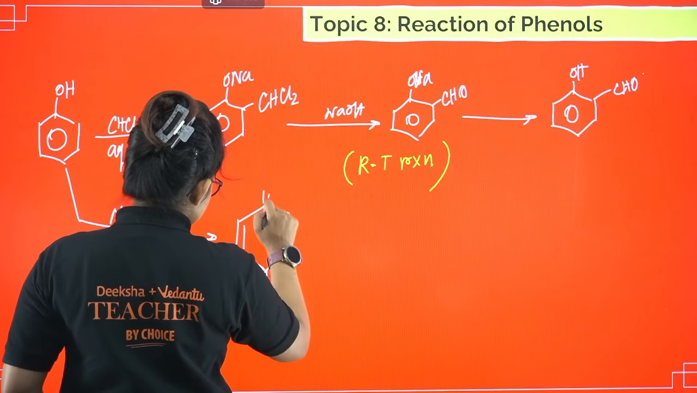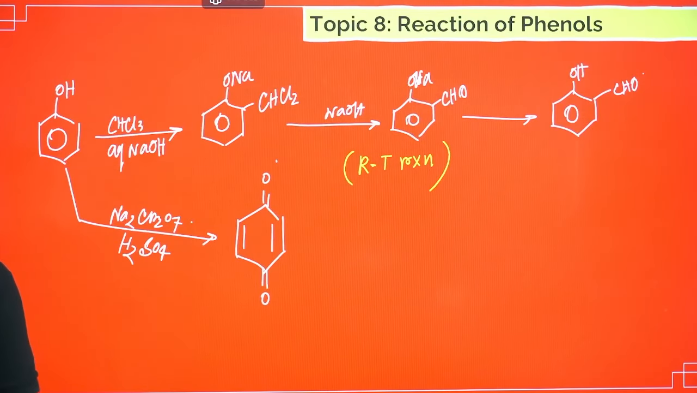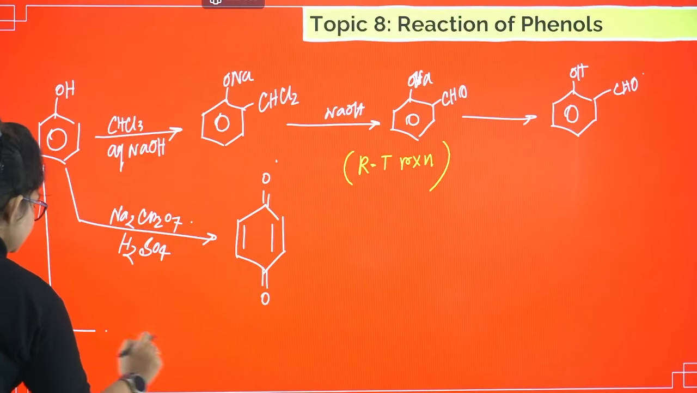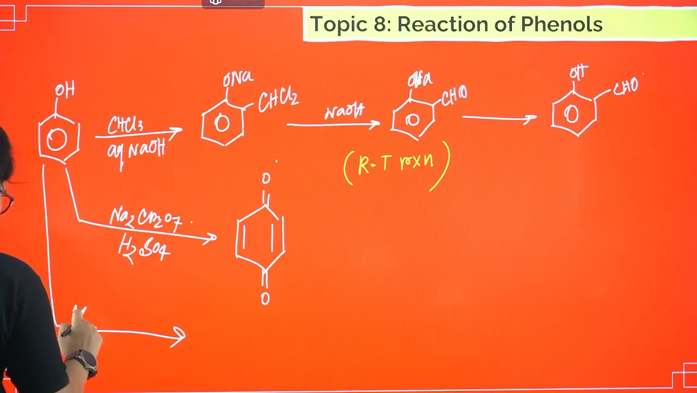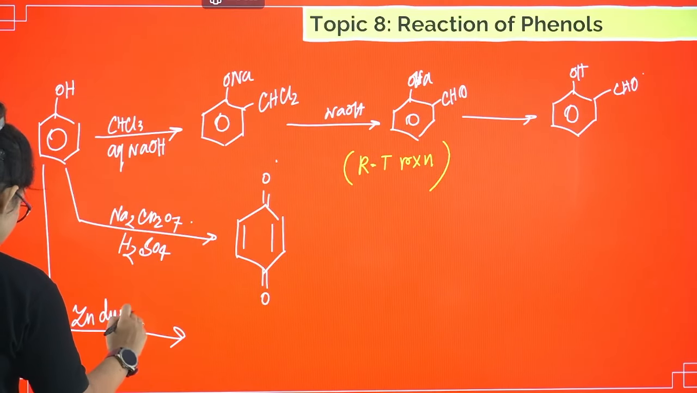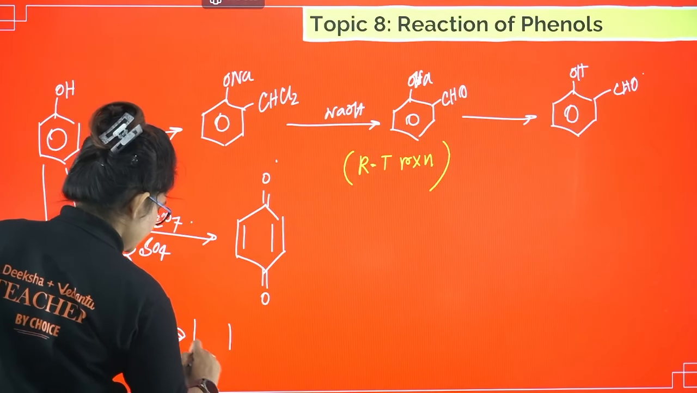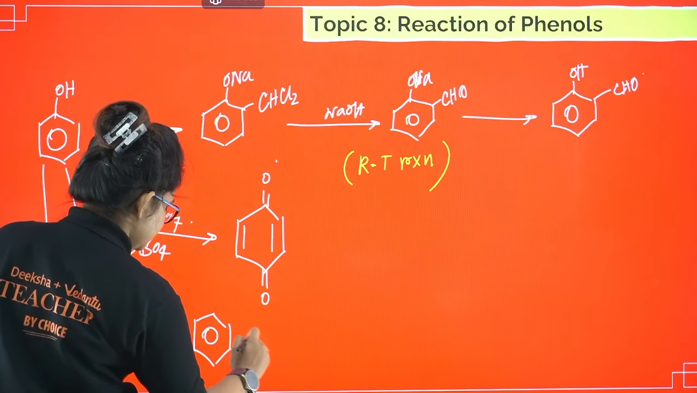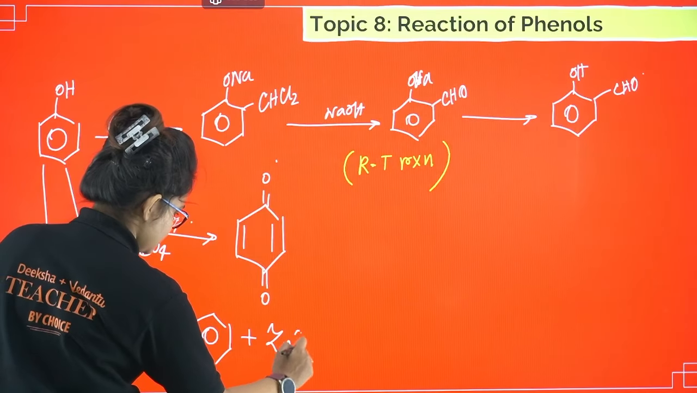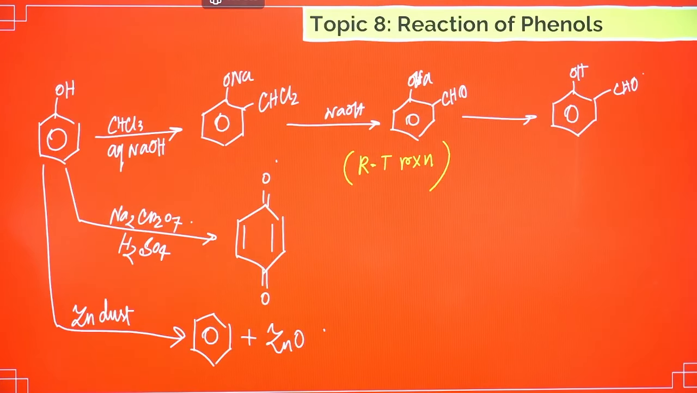Double bond O here, double bond O here. Fine. Now, reaction with zinc dust. If you give zinc dust, it will simply go back to benzene, along with ZnO. That's the thing. I guess it is clear.